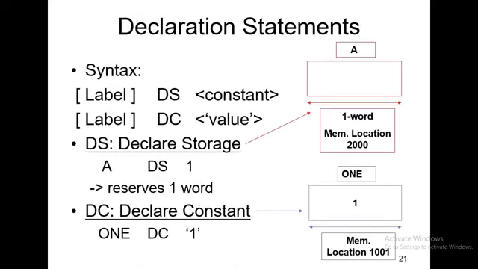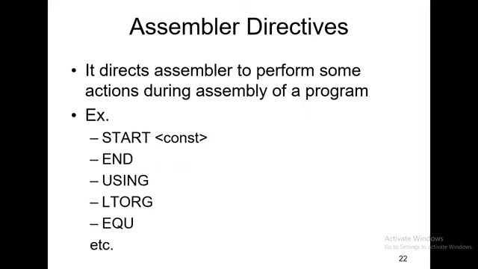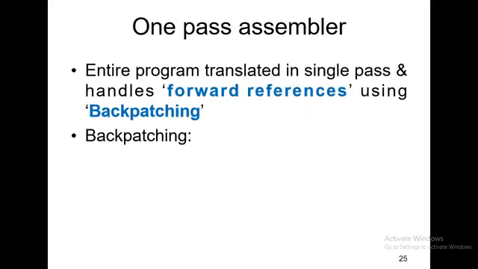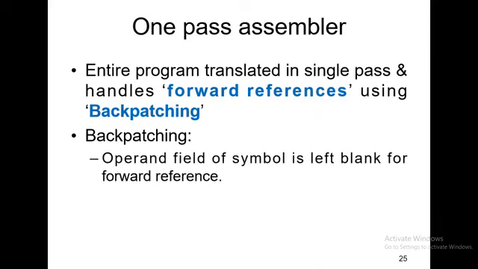Now see what are the data structures which are used in a pass1 assembler. In a one pass assembler, the entire program is translated in a single pass and handles forward references using backpatching. What is backpatching? It is when a field of a symbol is left blank for a forward reference.